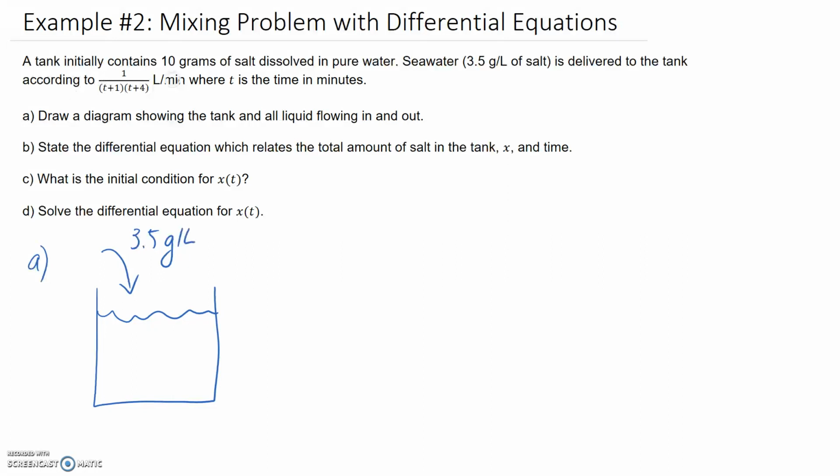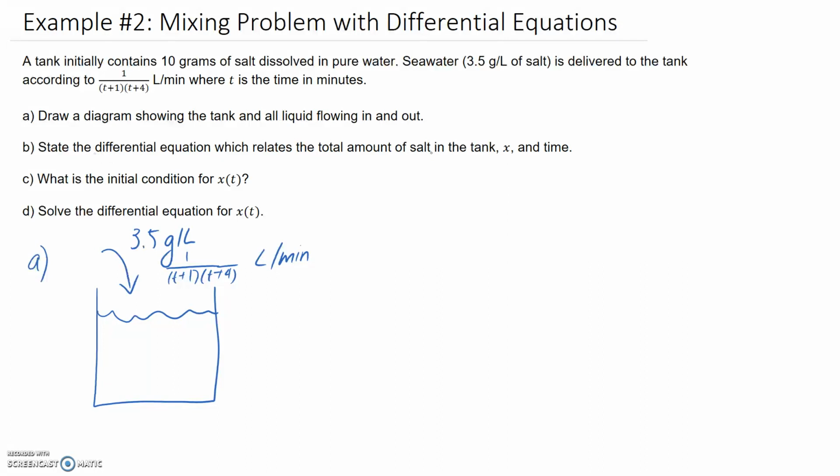So next up we have the flow rate. This is going into the tank, which has got some equation to it. So it's 1 over (t plus 1)(t plus 4), measured in litres per minute. So that's pretty much all we've got. It doesn't tell us that anything's leaving the tank at all. So that means that really all we've got is an inlet, and it's just going to keep on filling up and up and up.